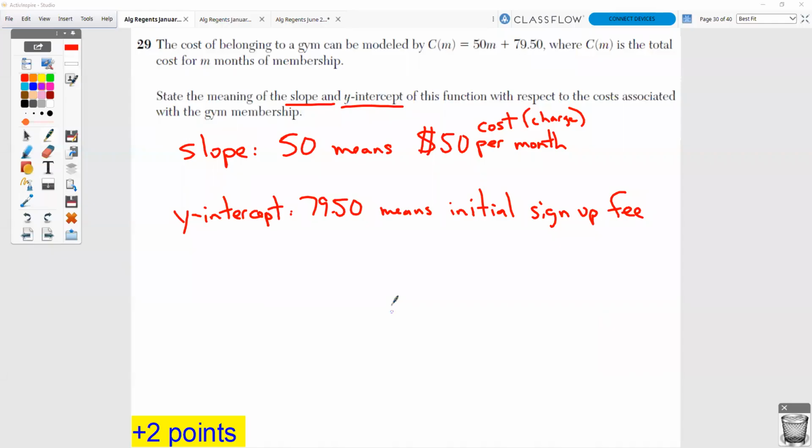The y-intercept is the plus or minus after the m. So the y-intercept of plus 79.50, that's going to be some one-time fee. All right, that's probably the initial sign-up fee. So it's $50 a month plus some other sort of fee, which is probably like a sign-up fee. 1 point for talking about what the slope is, 1 point for talking about what the y-intercept is.